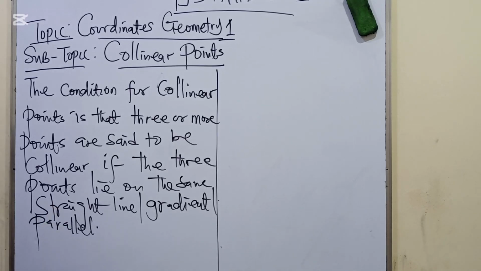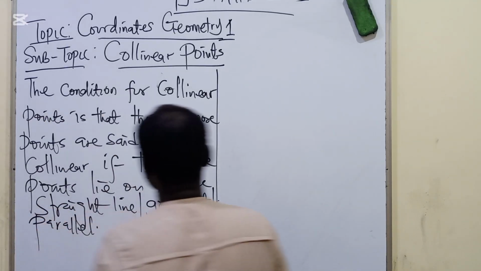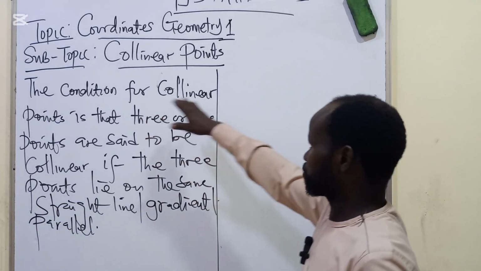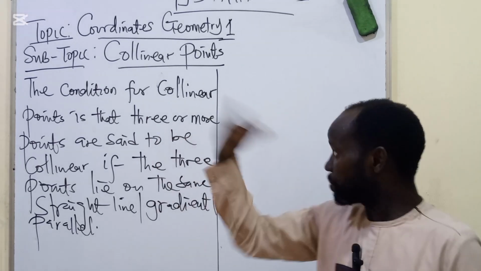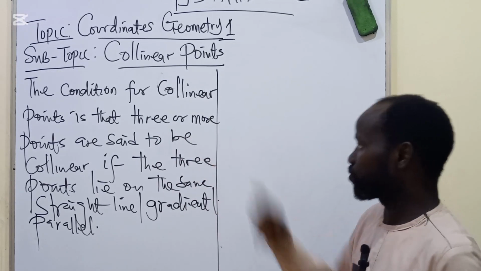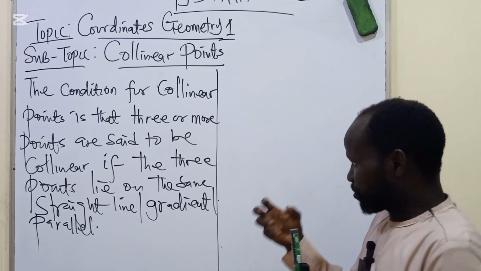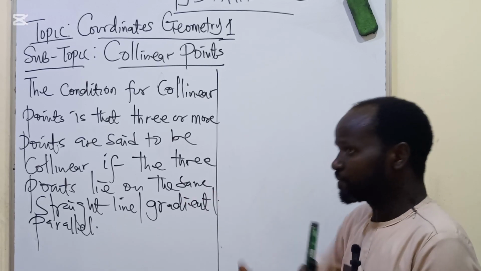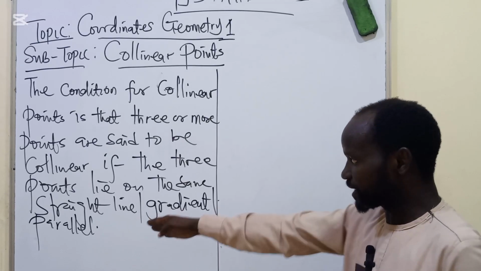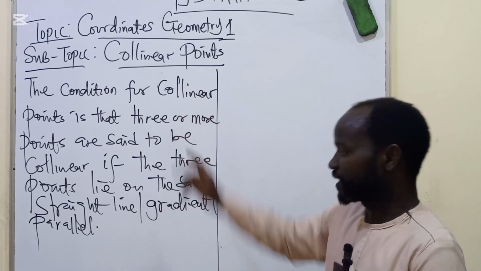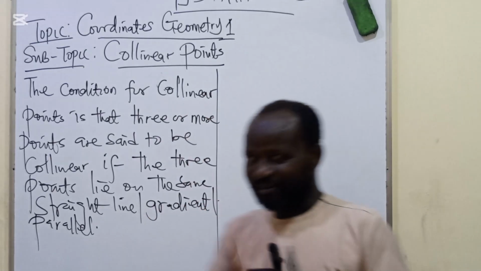So this is the condition for collinear points. The condition for collinear points is that three or more points are said to be collinear if the three points lie on the same straight line and the gradient, or the slope, between those lines are equal and they are parallel to each other. Then we have collinear points.